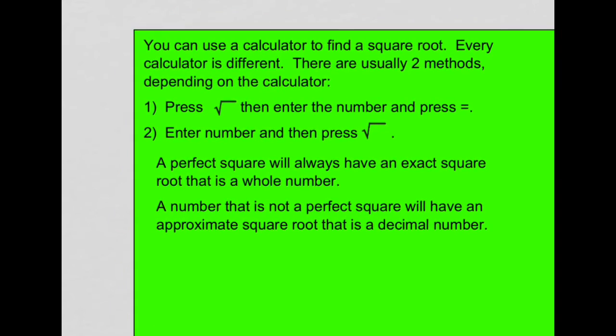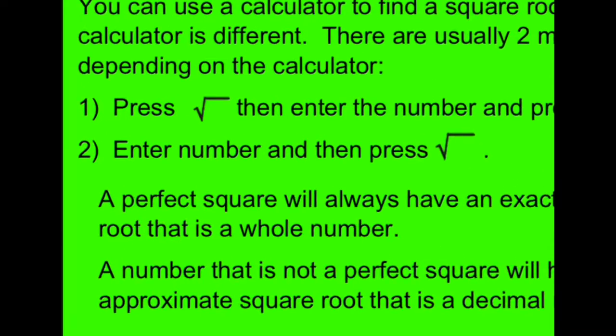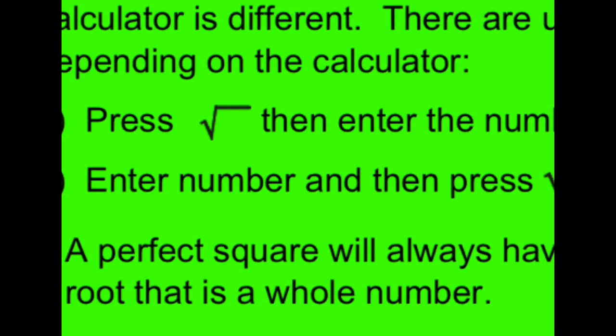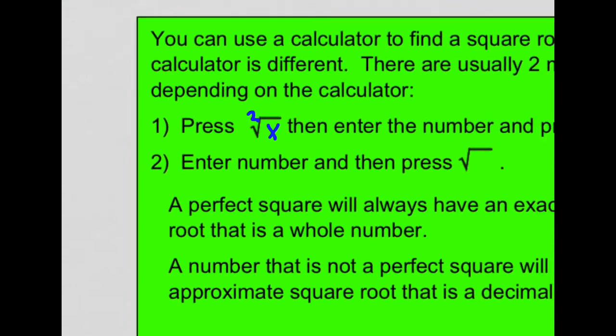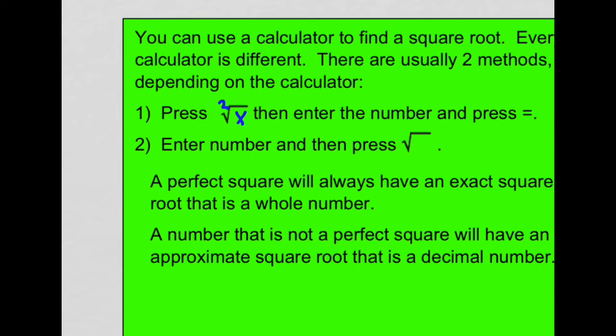Now, you can use a calculator to find a square root. Every calculator is different. There are usually two methods depending on the calculator. So with the calculator that you have, you have to press the square root symbol on the calculator that looks like that. Sometimes the square root symbol on your calculator might have an X in it, and sometimes it might have a little 2 up in the corner like that. So certain square root symbols are different.